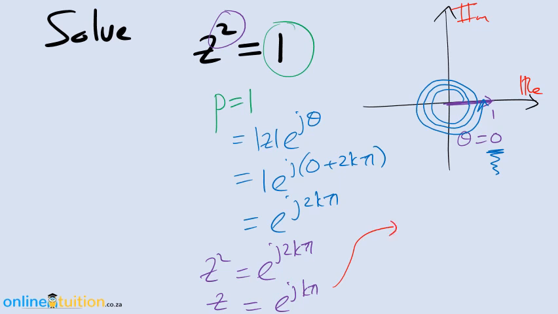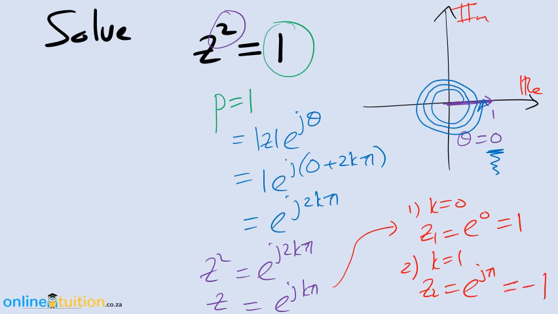Solution 1 is when k is 0. When k is 0, we get z1 is e to the 0, which we expected, was 1. The second solution is when k is 1. So we get z2 is equal to e to the j pi. But what is e to the j pi? It's minus 1. How did I get that?